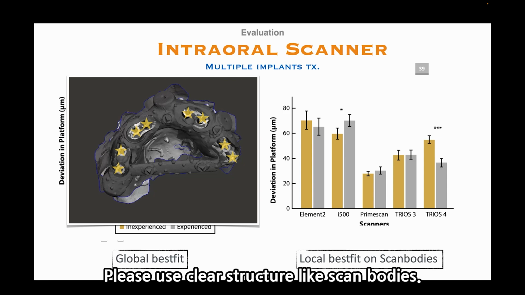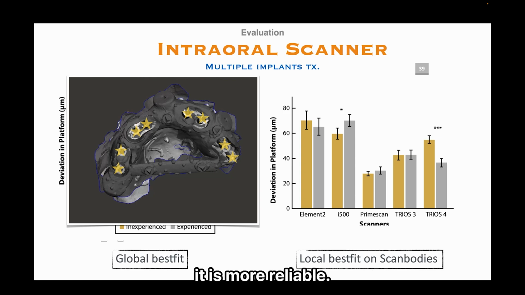Please use clear structures like scan bodies. It is very reliable.